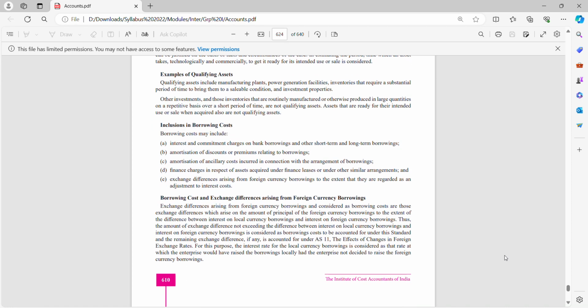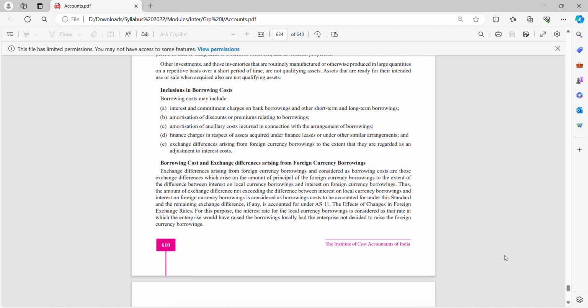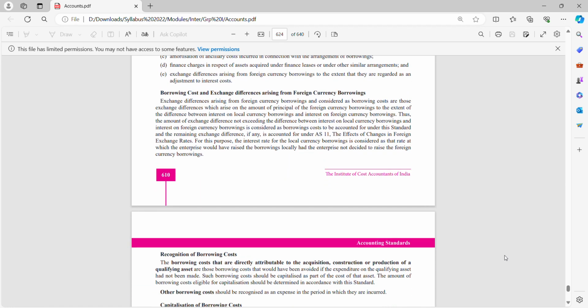Then you have borrowing cost and exchange difference arising from foreign currency borrowings. So exchange differences arising from foreign currency borrowings and considered as borrowing cost are those exchange differences which arise on the amount of principal of the foreign currency borrowings to the extent of the difference between interest on local currency borrowings and interest on foreign currency borrowings.